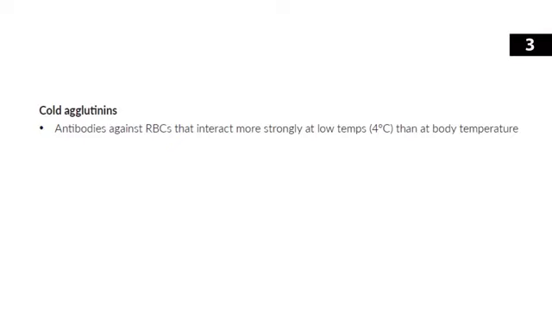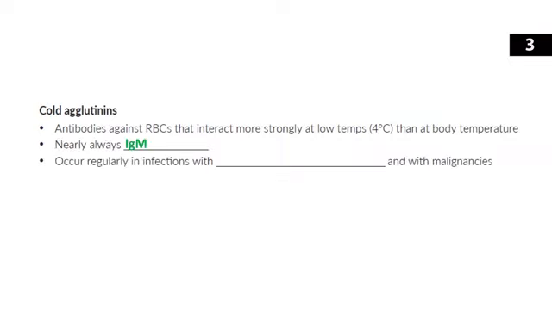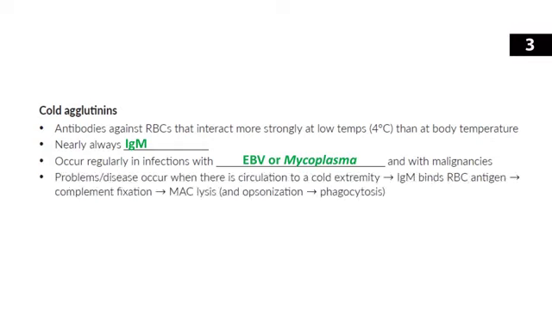Let's take a look at the study guide. Cold agglutinins are antibodies against red blood cells that interact more strongly at low temperatures than at high temperatures. They're nearly always IgM antibodies, and they occur regularly in infections with EBV, or infectious mononucleosis, or mycoplasma, and then also some malignancies such as CLL. So CLL can potentially cause warm or cold agglutinins. Problems occur when there's circulation to a cold extremity. IgM binds the red cell antigen, which leads to complement fixation, and then a membrane attack complex lyses the cell.